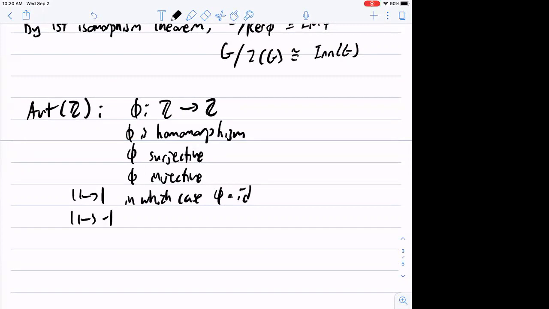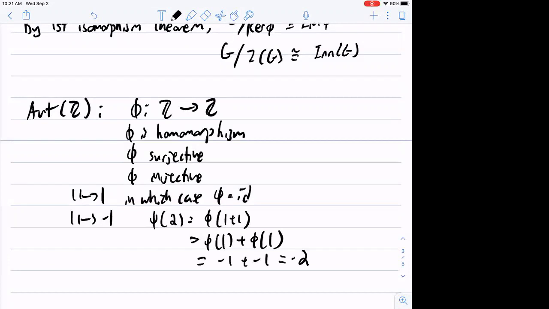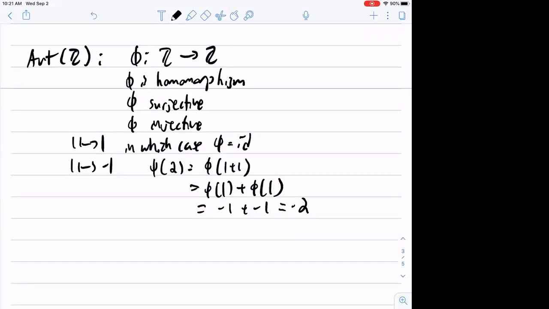You can map 1 to -1. This will be a non-identity map, and this certainly still remains injective and surjective. So phi of 2 is phi of 1 plus phi of 1, which is -1 plus -1. This is sort of the negation map, so in this case phi of m is -m. Can you have anything else? If you send 1 to anything else, let me just write anything else.